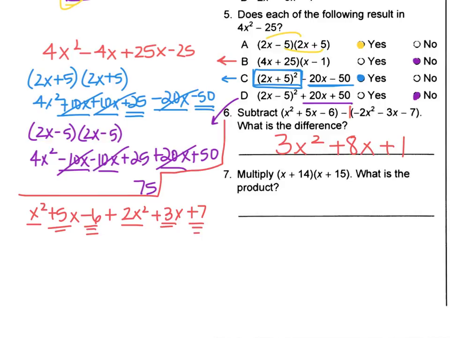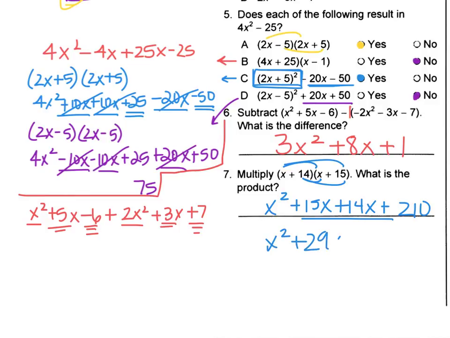And question 7, we're going to double distribute, or you can make the box, however you want to set that up. You should get x squared plus 15x plus 14x plus, I think it's 210. Yep. And then I just need to combine like terms here, so my final answer is x squared plus 29x plus 210.